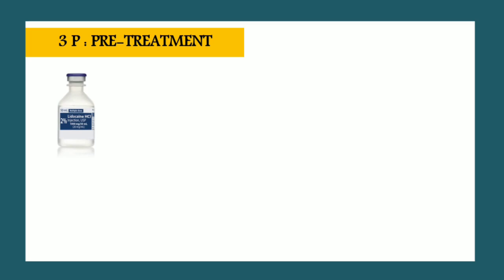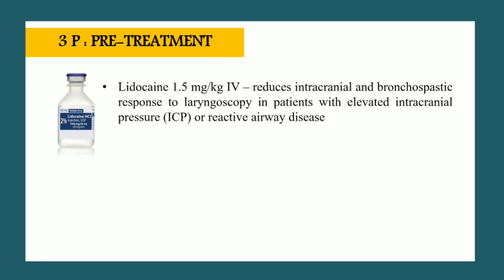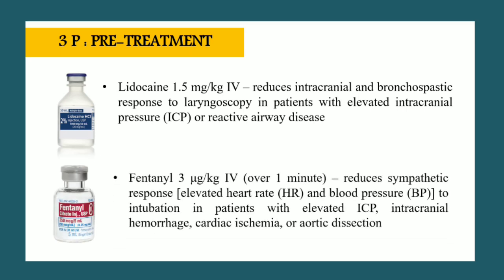Next is pre-treatment. For pre-treatment, lidocaine 1.5 mg per kg IV is used to reduce the intracranial and bronchospastic response to laryngoscopy in patients with elevated intracranial pressure. The next one is fentanyl 3 microgram per kg IV over 1 minute, which reduces the sympathetic response, that is the elevated heart rate and blood pressure, in intubated patients with elevated ICP, intracranial hemorrhage, cardiac ischemia, or aortic dissection.